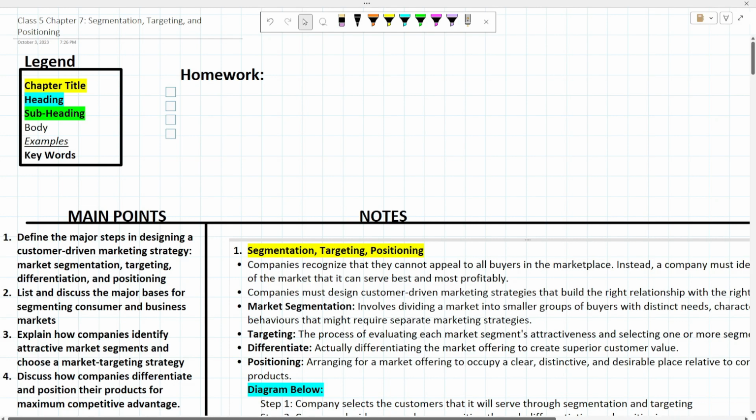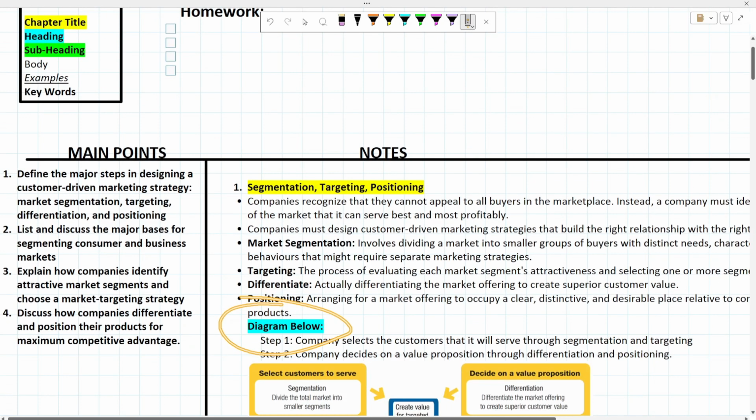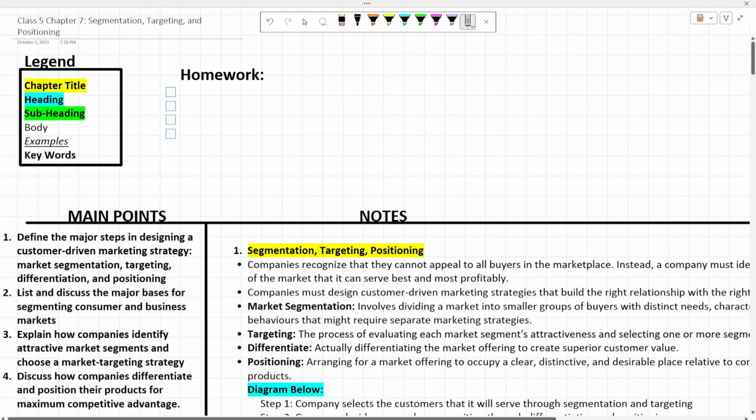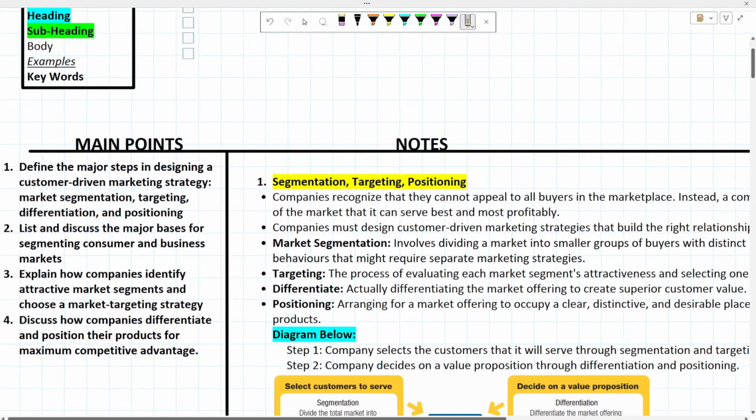So looking at the legend first, anything already in yellow, as in something like this, is our chapter title. Anything in blue, such as this on the bottom, is our heading, and anything in green, already highlighted, is our subheading. So let's look at the main points.